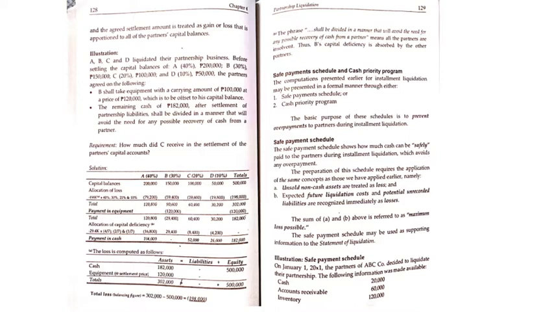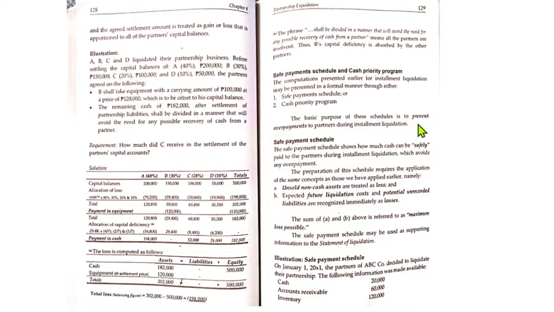So what is the importance of this? Actually, the basic purpose of the schedule and the cash priority program is to prevent overpayments to the partners, because this is installment liquidation. Since we pay the partners when the cash becomes available, we tend to overlook items. So when we use the schedule and the cash priority program, we are after preventing overpayments because of the concept of limited cash.